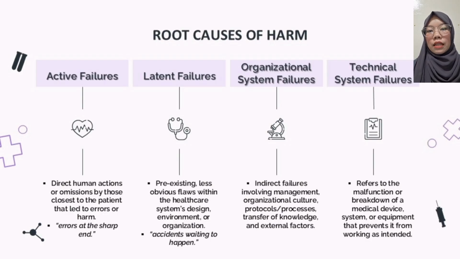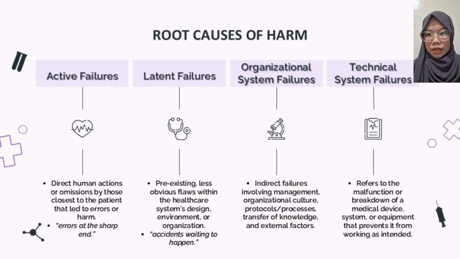First is active failures. These are direct human actions or omissions by those closest to the patient that led to errors or harm. They are sometimes called errors at the sharp end. Examples of active failures are a nurse administering the wrong medication and a surgeon performing an incorrect procedure on a patient. So, latent failures, these are pre-existing, less obvious flaws within the healthcare system's design, environment, or organization. They are often considered accidents waiting to happen. Examples are poorly maintained or malfunctioning medical devices like a mechanical ventilator and inadequate training of newly hired staff nurses, which is prone sila to errors. So, dapat is meron silang adequate training bago sila salang sa field.